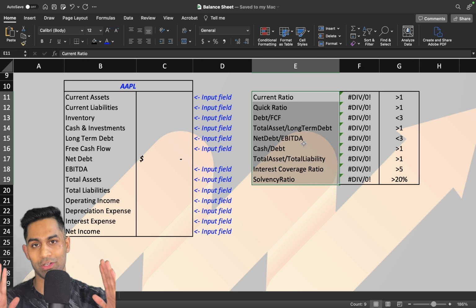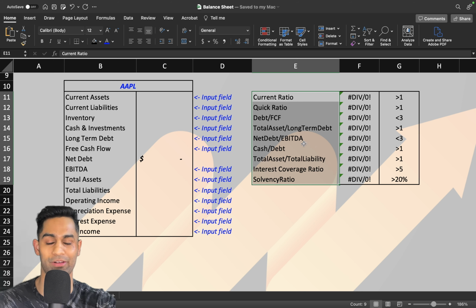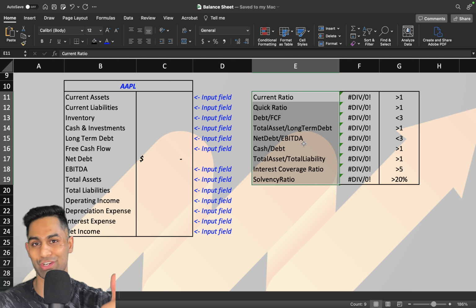This is only one of the 3 financial statements. So obviously I don't want you to think of this as your only analysis. No, this is one of the most important types of analysis, which is looking at the balance sheet. But of course, you also have to pay attention to valuations and revenues and earnings. Is the company even growing?